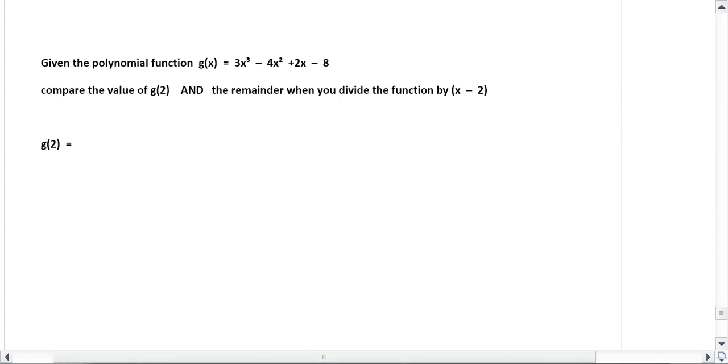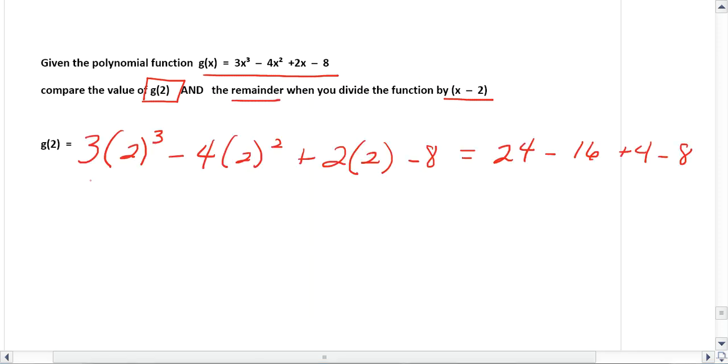To lead us into our first theorem, we're going to do a little comparison. We're going to start with this polynomial, and we're going to compare the value when we plug in 2 for the x, and we're going to divide this function by the factor, which is x minus 2, and compare that remainder. So I'm just going to do this sort of quickly. First, looking at g of 2 and plugging a 2 in for the x, I get these values, and 24 minus 16 plus 4 minus 8, I end up with 4.